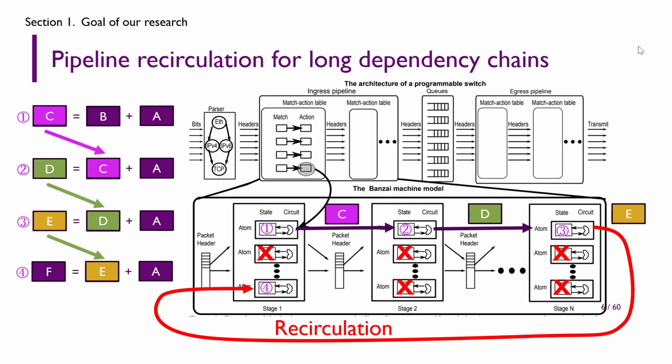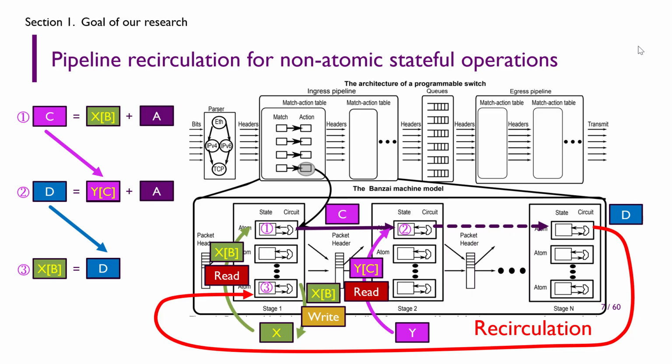For example, for multiple dependent primitives, each primitive needs to be placed on a different stage. When the dependency chain gets longer and longer, the pipeline has to make a recalculation. Another example is stateful operations that cannot be atomized. In order to avoid pipeline pauses, in this case, the state update also needs a recalculation.